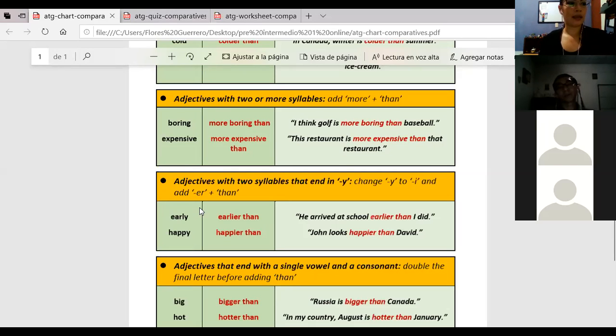Aquí tengo otra regla. Dice, adjectives with two syllables that end in Y, change Y to I and add ER plus than. Si el adjetivo es de dos sílabas y termina en Y, vamos a cambiarla por I latina, agregar ER y luego than. Por ejemplo, early, el adjetivo early, es temprano, ¿verdad? Termina en Y, es de dos sílabas. So in that case, earlier than, cambiando la Y por I latina.